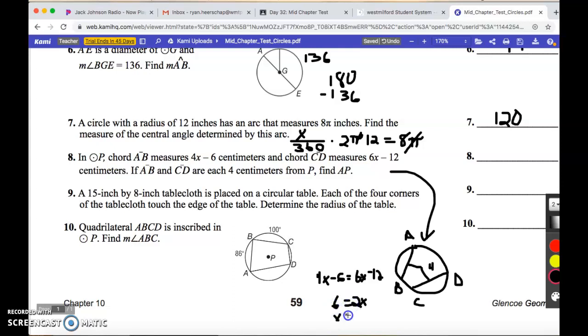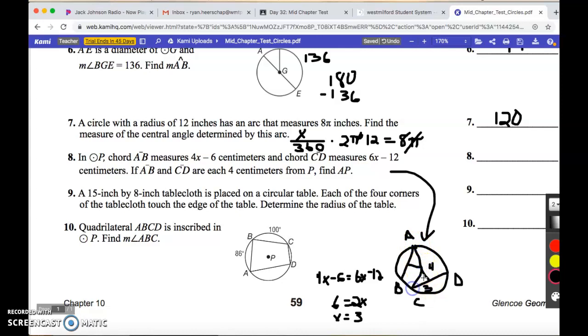So if my x is 3, and I plug it back into either one of the chords, say I pick this one, 4 times 3, 12 minus 6 gives me 6. So each chord is a length of 6. So look, if that's 4, that's going to be 3. And then all of a sudden you can find AP, which doesn't matter if it's this chord or this chord, they're all the same dimensions. AP is that radius basically.